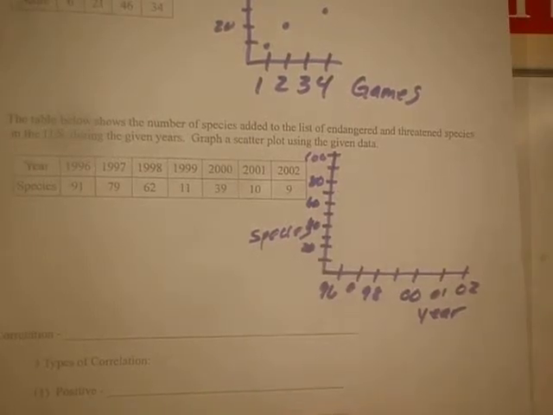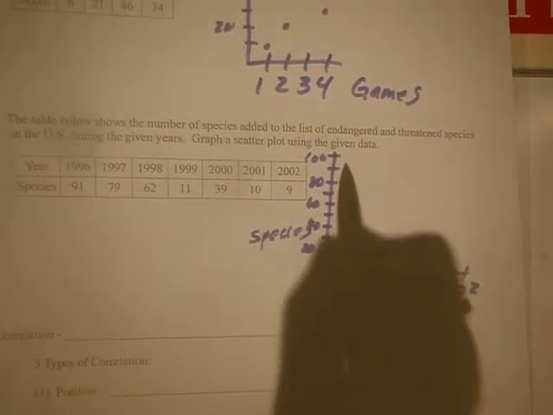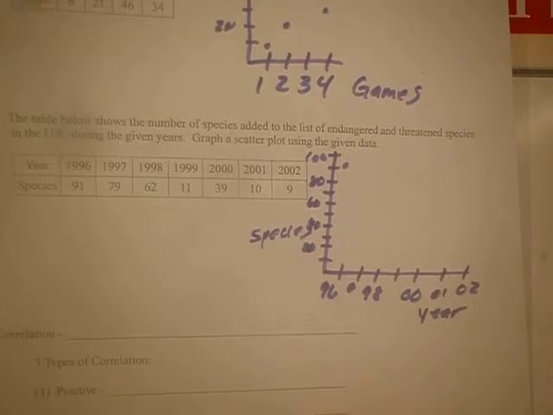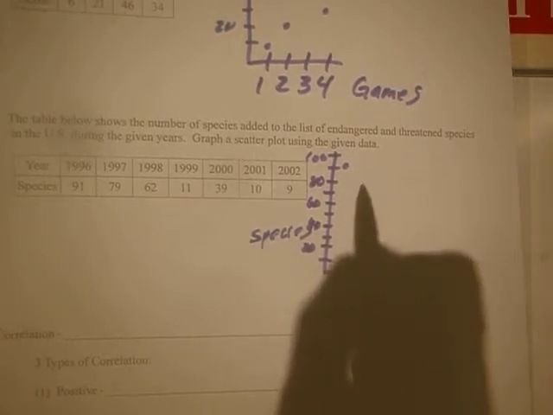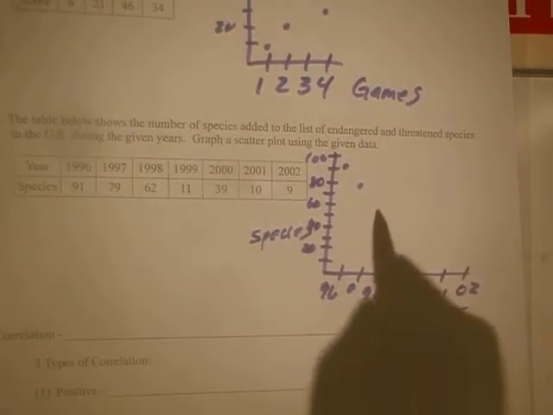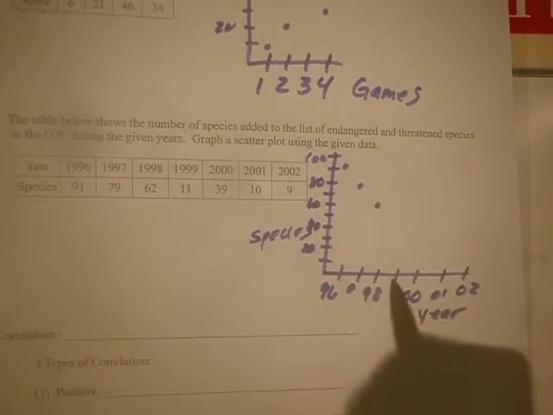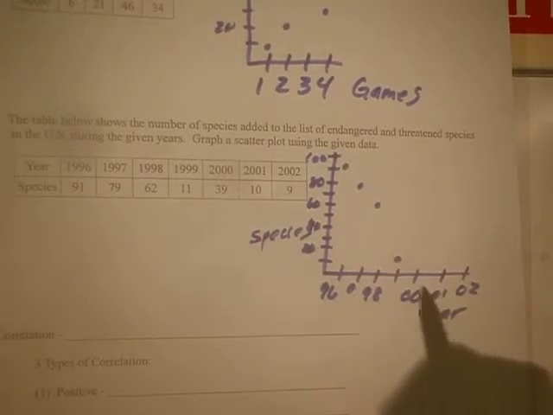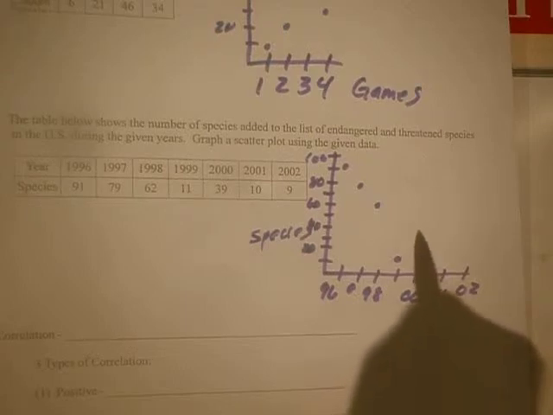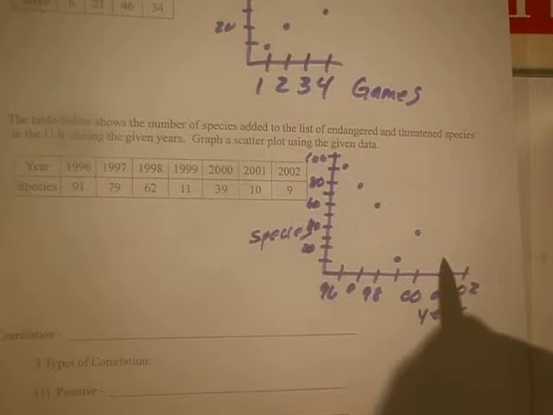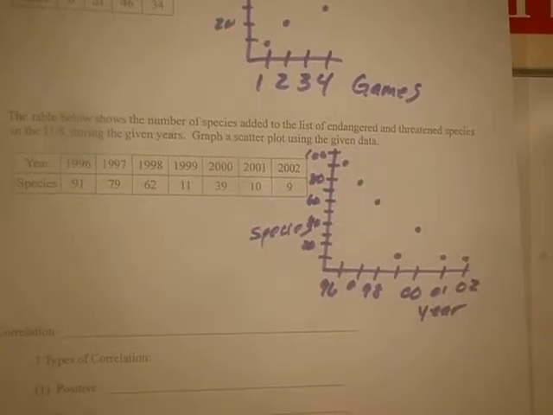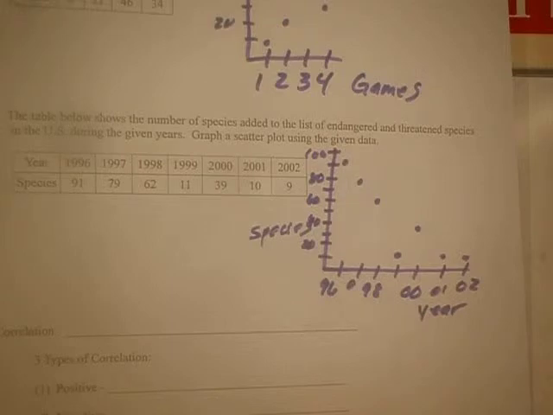And this graph goes up to 100. In 1996, we have 91 species that go on the endangered list. In 1997, we have 79. In 98, we have 62. In 99, we have 11. In 2000, we have 39. In 2001, there are 10. And in 2002, there are 9. So we just put those dots on the graph, and that's a scatter plot.